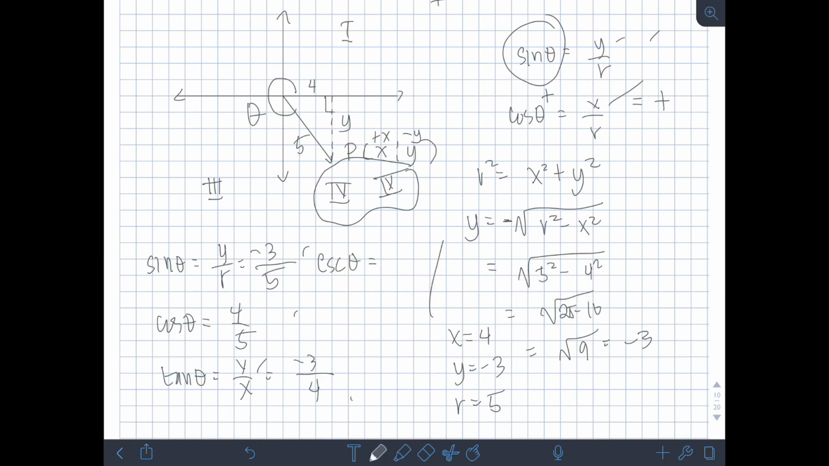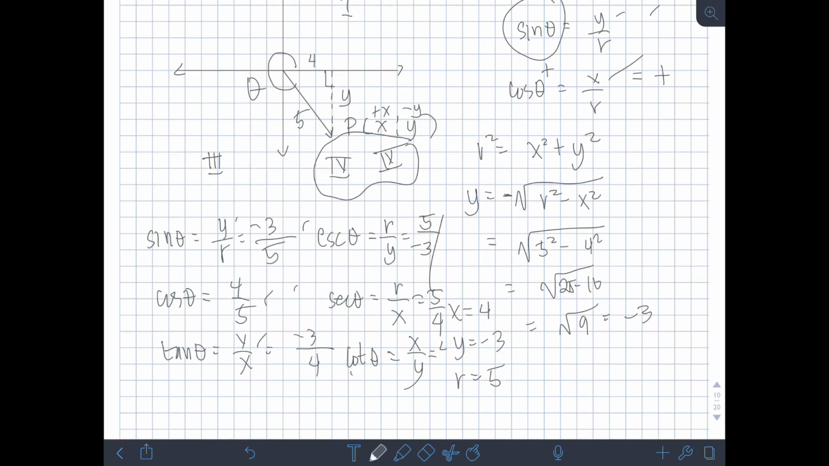Tapos, yung corresponding reciprocal nila. Cosecant theta is equal to, reciprocal lang nito, diba? R over y. So, 5 over negative 3. Tapos, si secant theta, reciprocal ng cosine theta, which is r over x. So, reciprocal nito is 5 over 4. Tapos, si cotangent theta, reciprocal ni tan theta. So, x over y or 4 over negative 3. So, therefore, ito yung 6 trigonometric ratios of angle theta. Negative 3/5, 4/5, negative 3/4, 5 over negative 3, 5/4, saka 4 over negative 3.